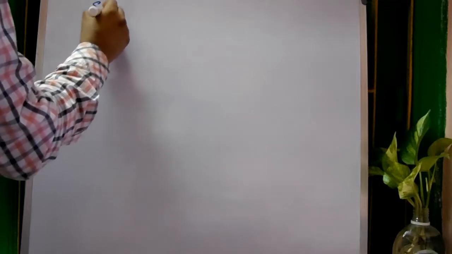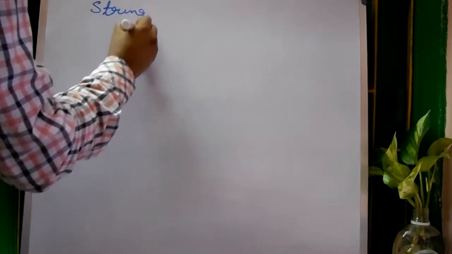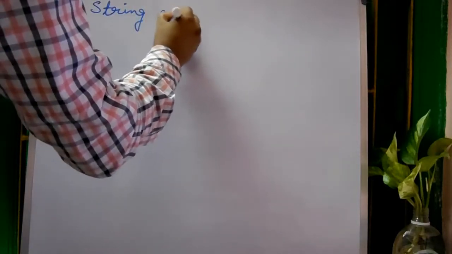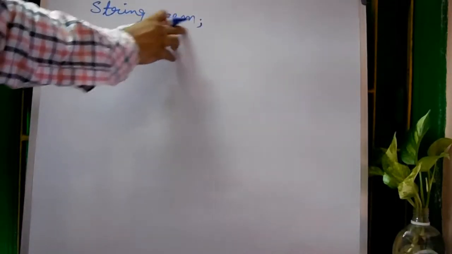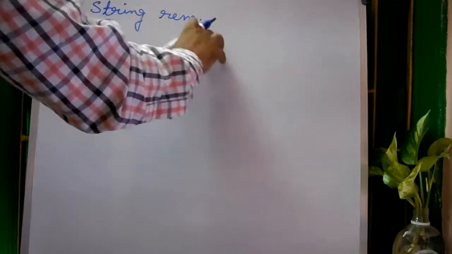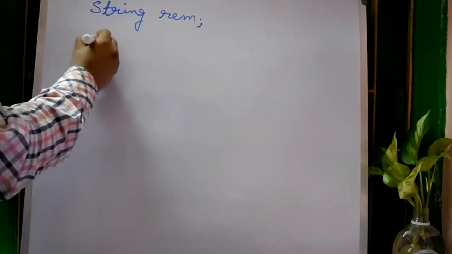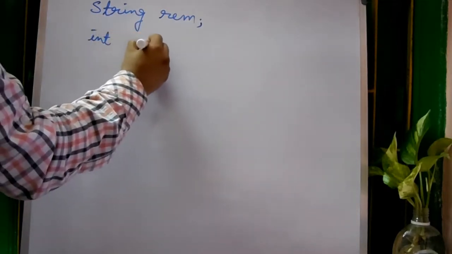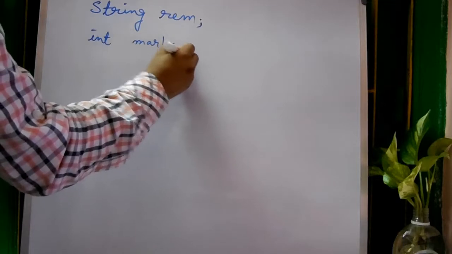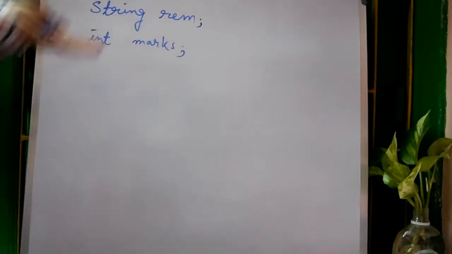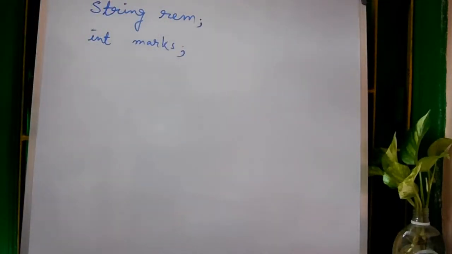One string type variable I am taking; the string will store either pass or fail. Suppose I take the variable rem for remarks. So rem will store either pass or fail. Another variable I am taking is an integer, marks. So marks we will take as input. You know how to take input through the main method, so that part I am not showing.